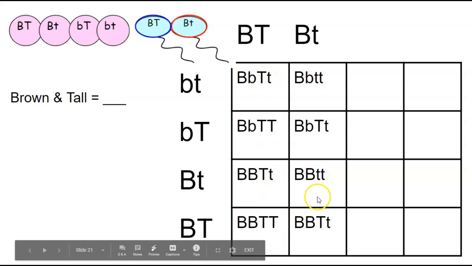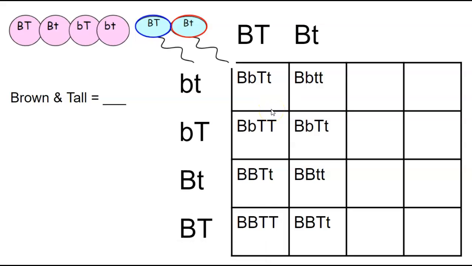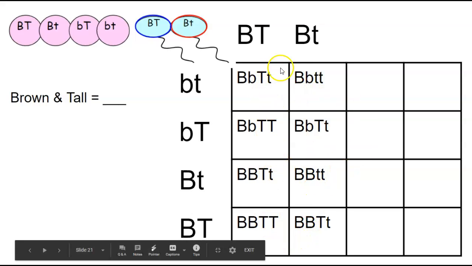So I filled in the rest of this Punnett square. Okay, you'll notice there's 8 here. Sometimes we might have 16, sometimes we might have 4. So the Punnett squares aren't always going to look the same. We need to look at how many brown and tall. Remember, brown is dominant and tall is dominant. So we need to look at these. How many of them have at least one capital B and one capital T?